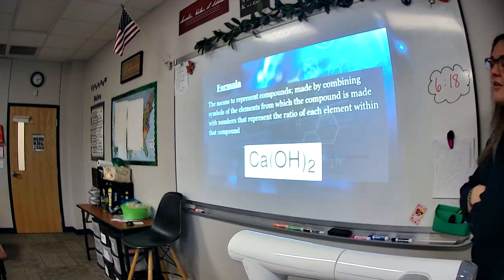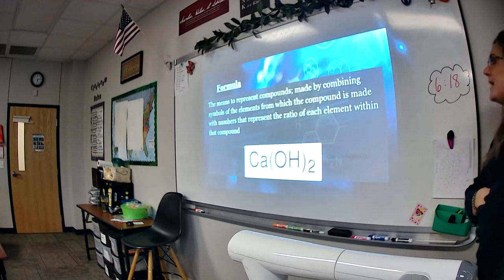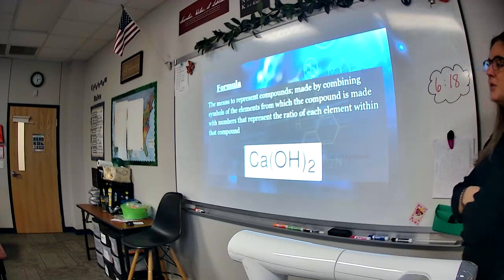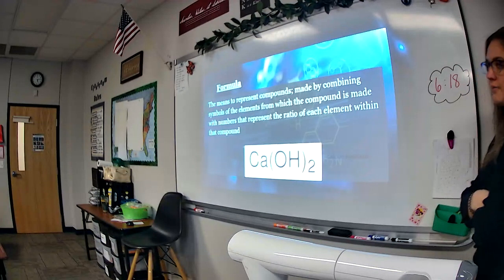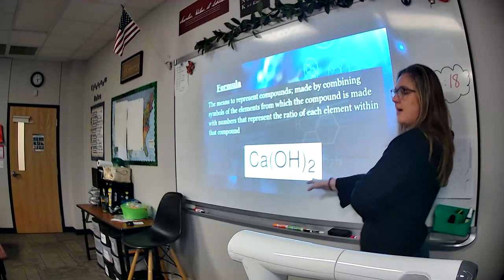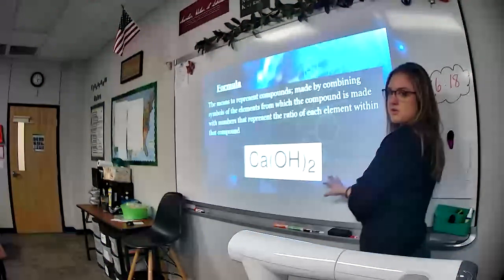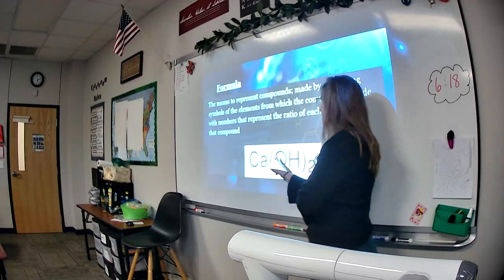Okay. The formula is the means to represent a compound. It is the way to write out the recipe for a compound. Okay? For example, this is calcium hydroxide. This is the recipe to get calcium hydroxide. You combine calcium, oxygen, and hydrogen.